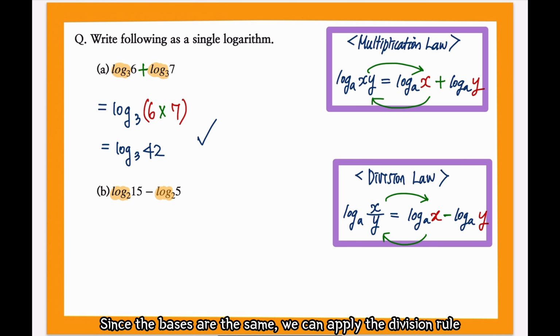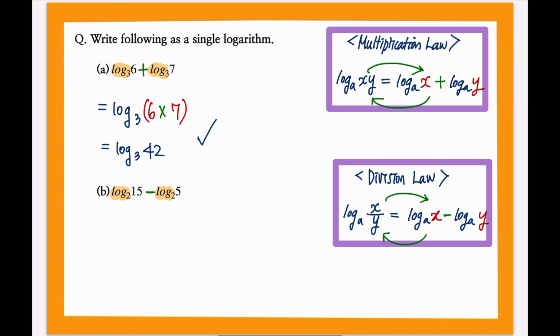Since the bases are the same, we can apply the division rule. So the expression can be written as log base 2 of 15 divided by 5, which is log base 2 of 3. So these are our answers for the simple questions.